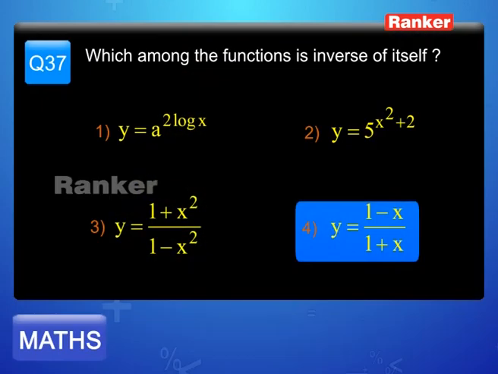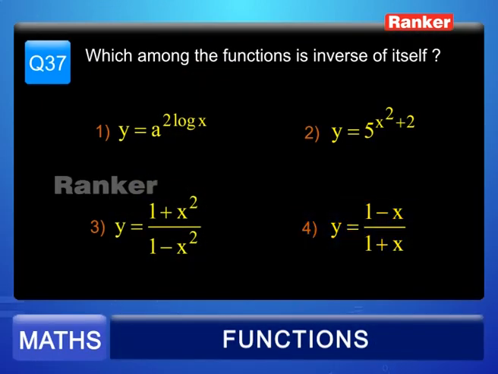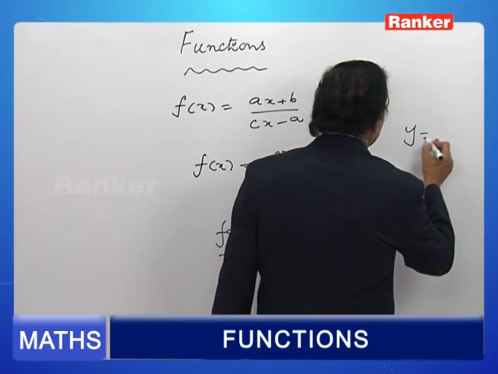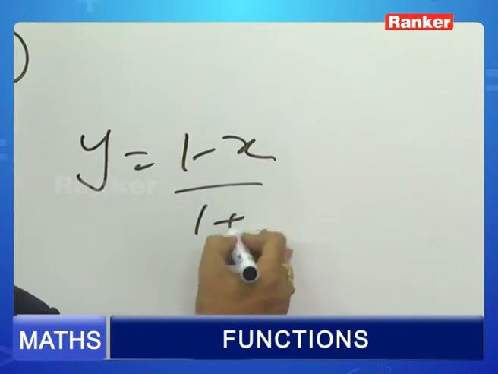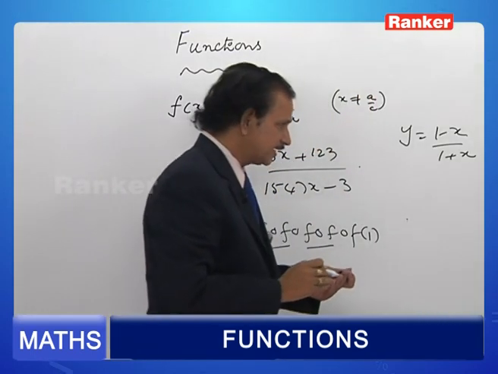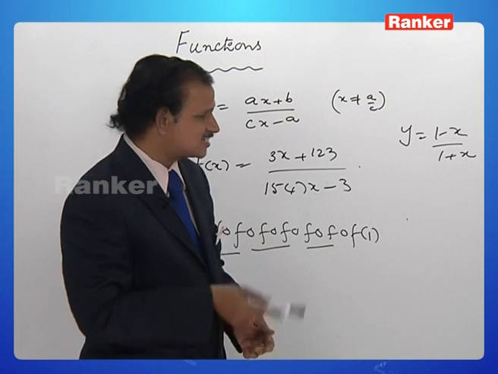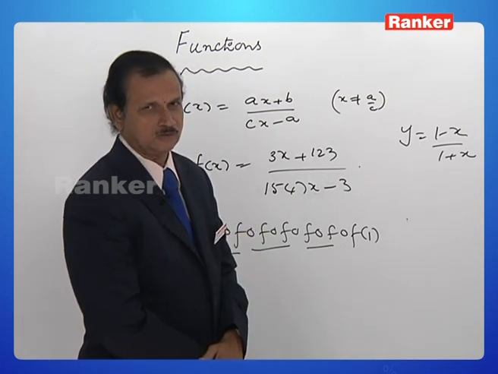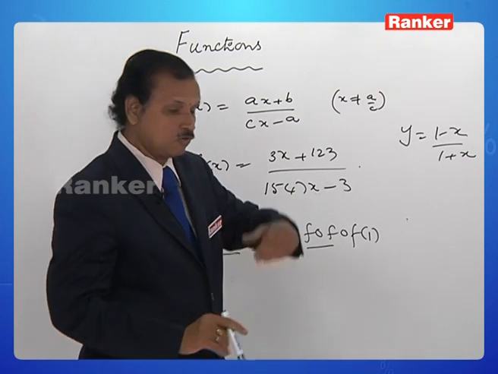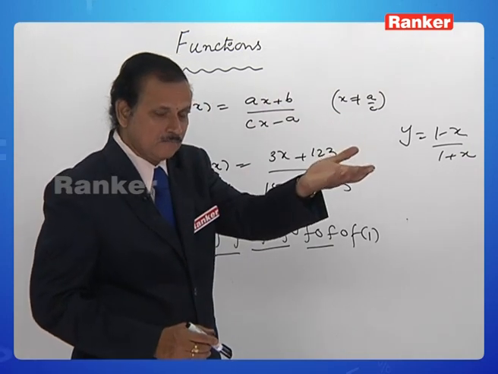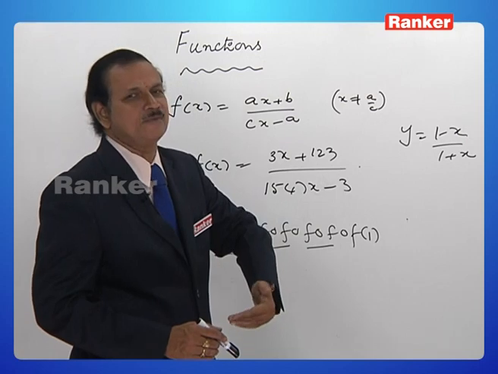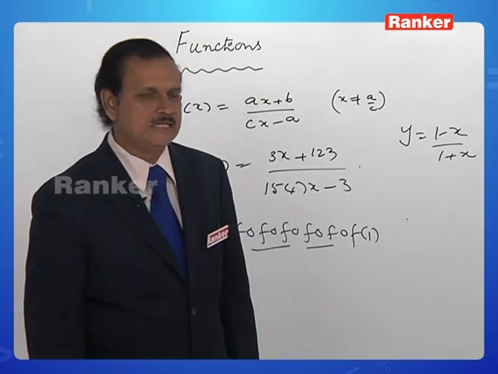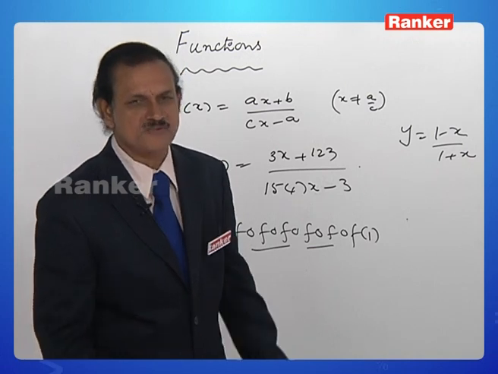So here, what is the right option? Fourth option, that is y is equal to 1 minus x by 1 plus x. Coefficient of x in the numerator by constant term in the denominator. What is that? Minus 1. Thereby, we declare that that is self-invertible. That is the inverse of itself.